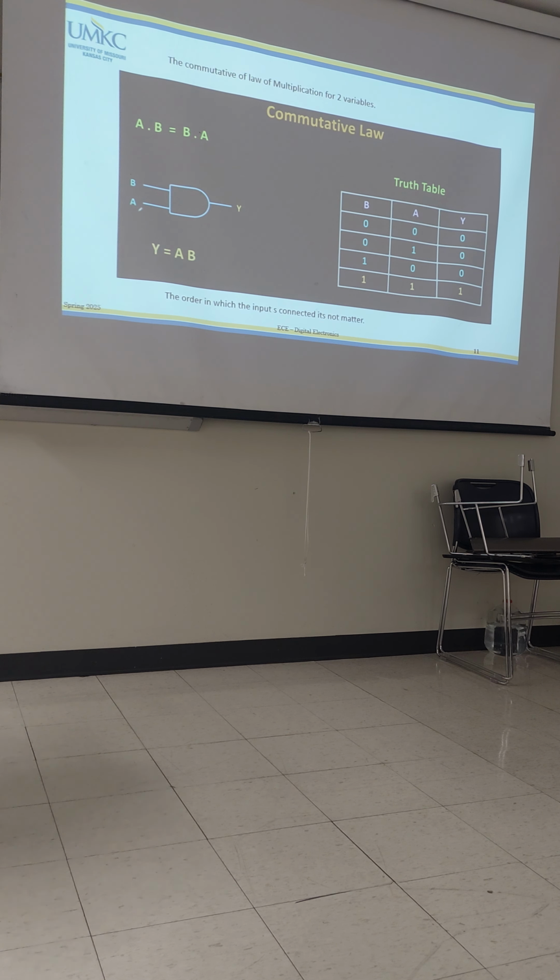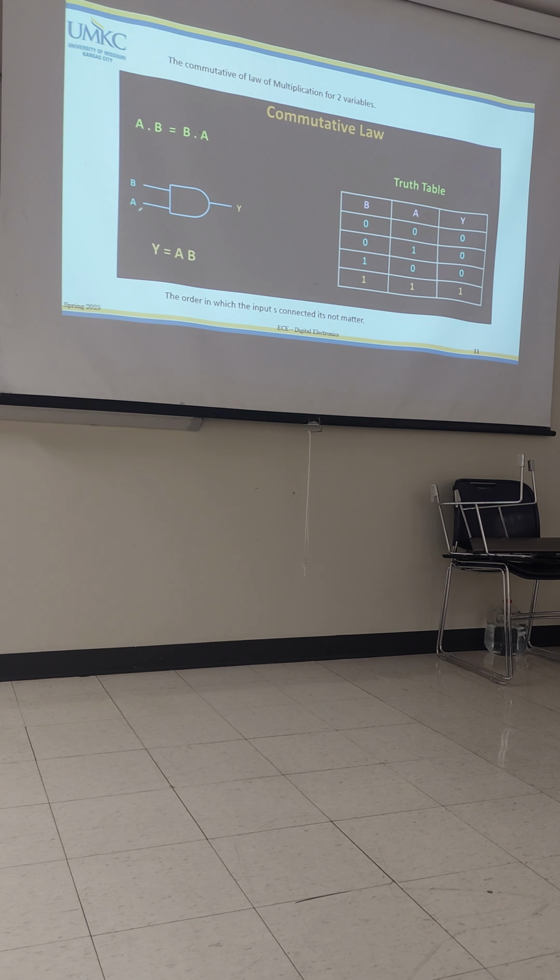Now we'll look at Boolean laws. The first one is the commutative law. The commutative law of multiplication of two variables means A dot B is equal to B dot A. In whatever orientation you keep the inputs, the output will be the same. A plus B equals B plus A. So there is no change. The order in which the inputs are connected does not matter.